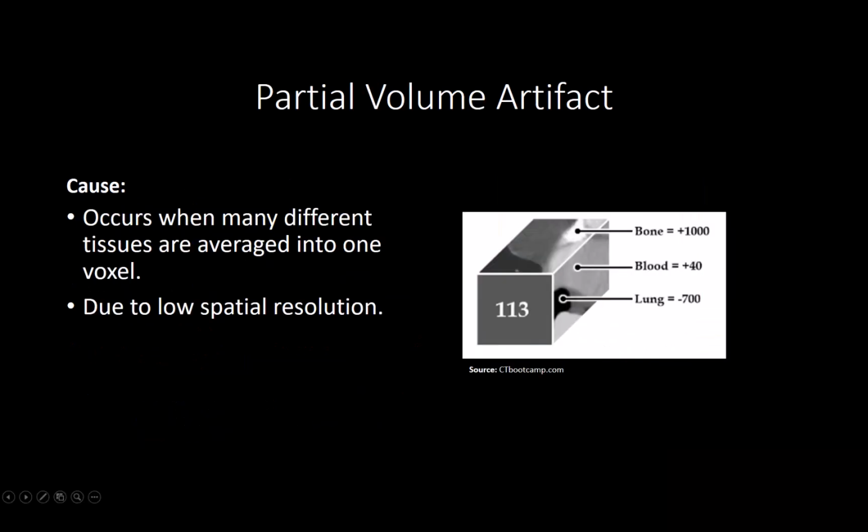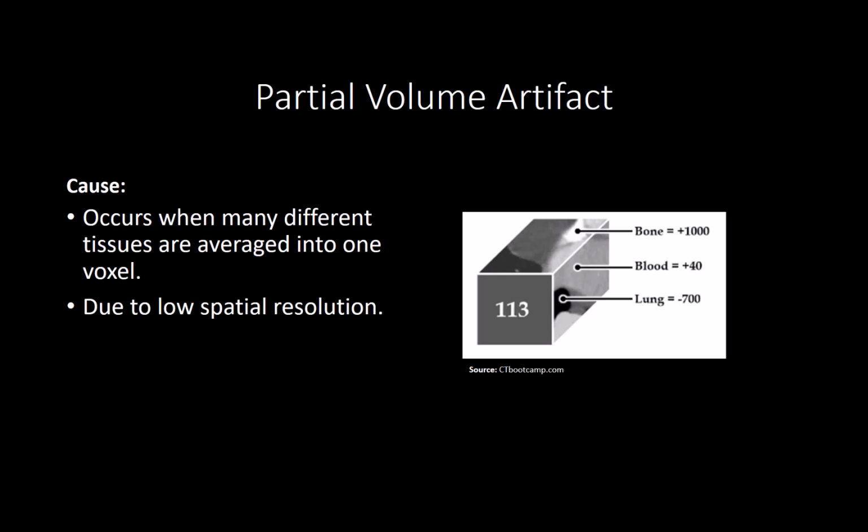Partial volume artifact. This occurs when many different tissues are averaged into one voxel. This is due to low spatial resolution. With the image to the right, you can see a voxel with 3 tissues. They all have different Hounsfield units associated with them. With a very large voxel, all those tissues get averaged together, and the number corresponds to the average of those 3 tissue numbers. This spits out 1 shade of gray, which is an issue because that could hide a smaller pathology within that voxel that had its own Hounsfield unit associated with it.